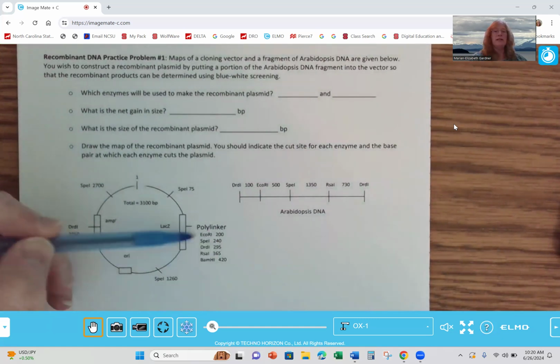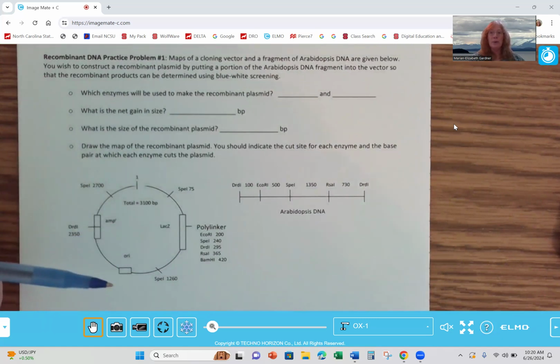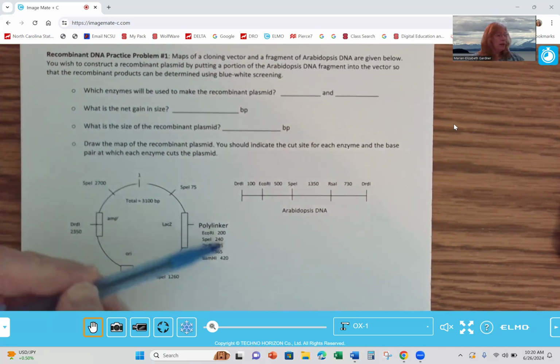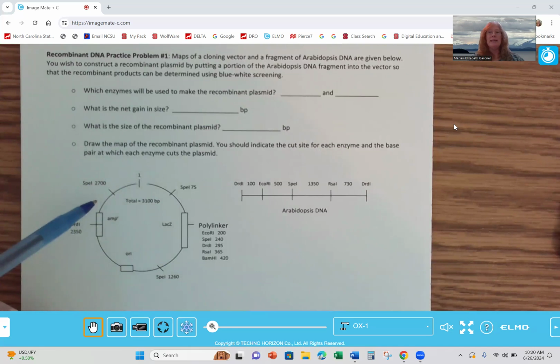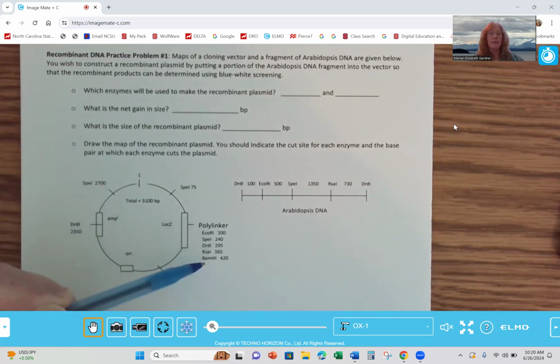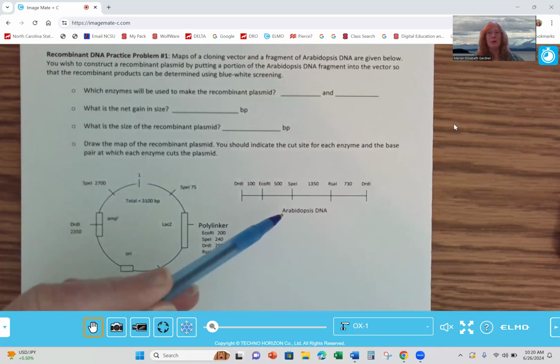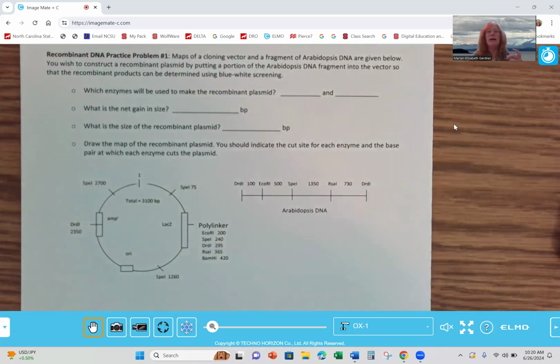So what we want to do is put our Arabidopsis DNA somewhere in this LacZ gene so that we disrupt the LacZ gene so our recombinant cells will grow white. So we need to decide which enzymes to use. The trick is we only want to use enzymes that are found in the polylinker. We don't want those enzymes to be also at other places, and we need enzymes that only cut the polylinker one time. And those enzymes that we use also have to, of course, be found in the Arabidopsis, so that when we cut both molecules by the enzyme, we'll generate sticky ends that will stick back together to link the two molecules of DNA together.